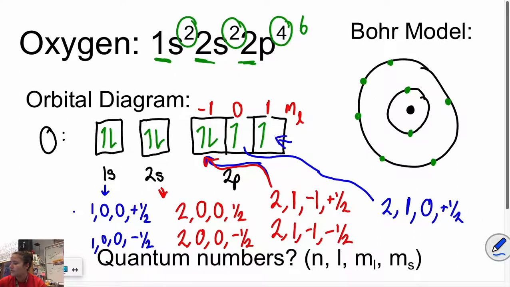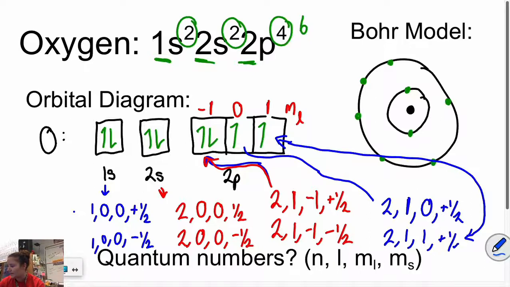This one right here has almost the same, but with a different m sub l. It's in a different orbital within the p. 2, 1, 1, plus 1/2. Okay. So those are all the quantum numbers for all 8 electrons in oxygen. Okay?